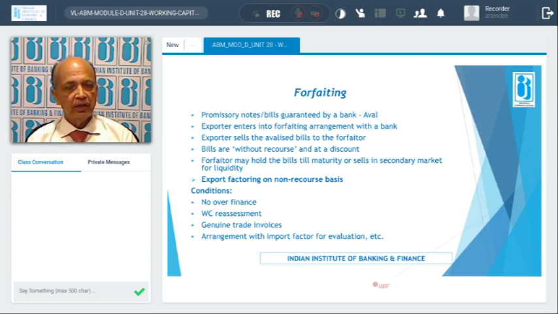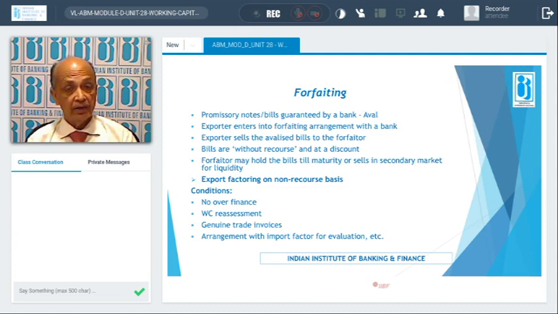Then we can discuss export factoring. Another type is export factoring on a non-recourse basis. Non-recourse means without recourse. Here the banks can consider it, but conditions apply. There should not be any overfinance. Proper assessment and appraisal should be carried out, as I said initially. This kind of business is a part of working capital, and the bank should see that there is no overfinancing.